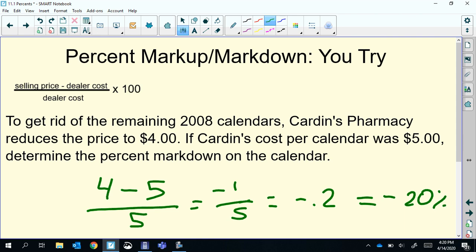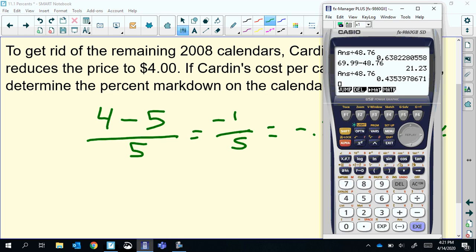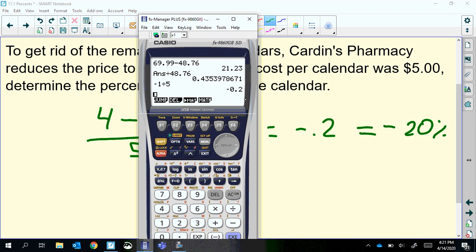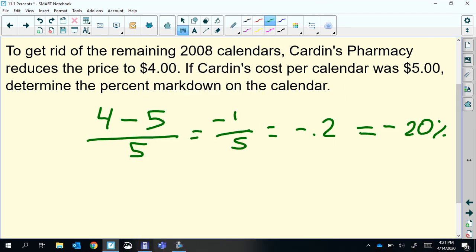You can do that on your calculator, but those numbers were pretty easy. 4 minus 5 is negative 1, obviously, over 5. There's our decimal that I said as we went through it, and then move the decimal 2 spots to get 20%. So it's a 20% markdown.